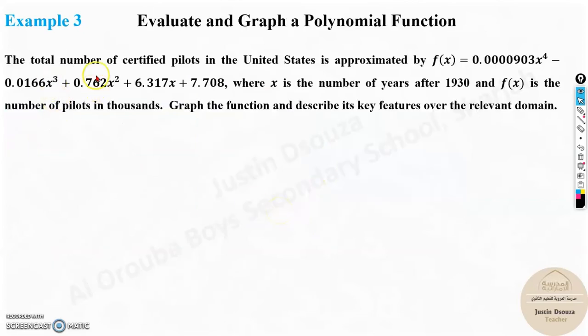Now over here, we have another problem. The total number of certified pilots in the United States is approximated by f of x equals this whole function. It's a huge function where x is the number of years after 1930 and f of x is the number of pilots in thousands. Graph the function and describe the key features over the relevant domain. What this means is they have given this function and told that from 1930 this function can be modeled.